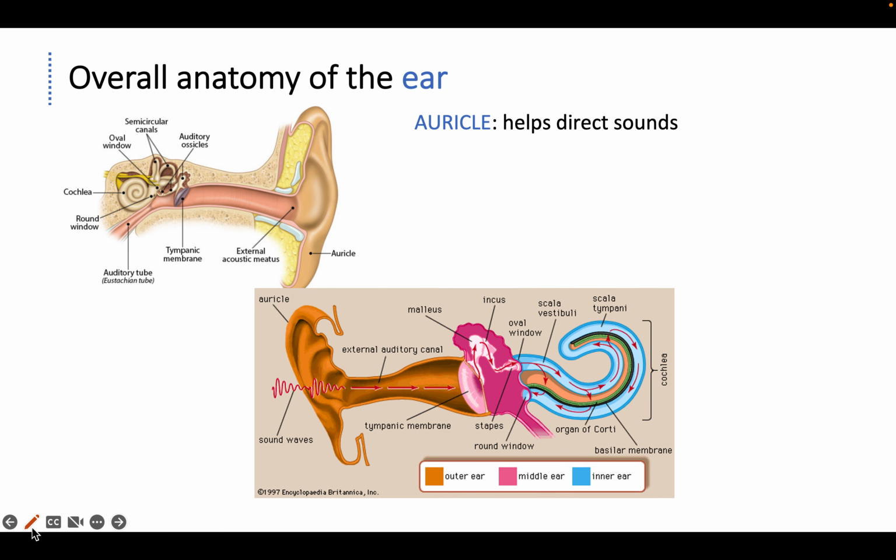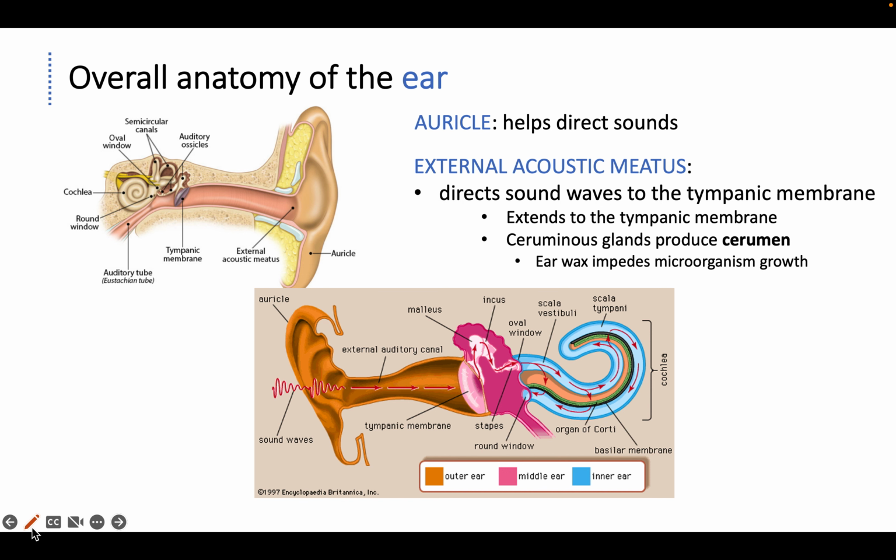Okay. So again, as we look at the ear, we can see these various locations. When we look at the outer ear, we see the auricle. We also see the external acoustic meatus, or the external auditory meatus, or the ear canal. And these are the main components of what is known as our outer ear, or our external ear.